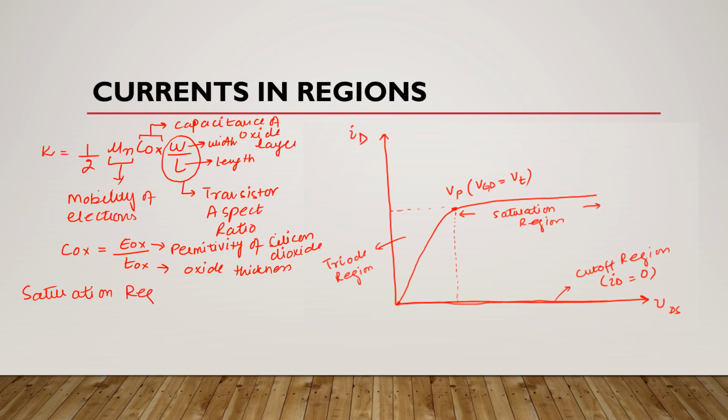saturation region? The equation is this: gate to source voltage minus threshold voltage whole square. Now, as you can see here, this drain current is independent of drain to source voltage here. Okay, so these are the currents in all three regions of MOSFETs.